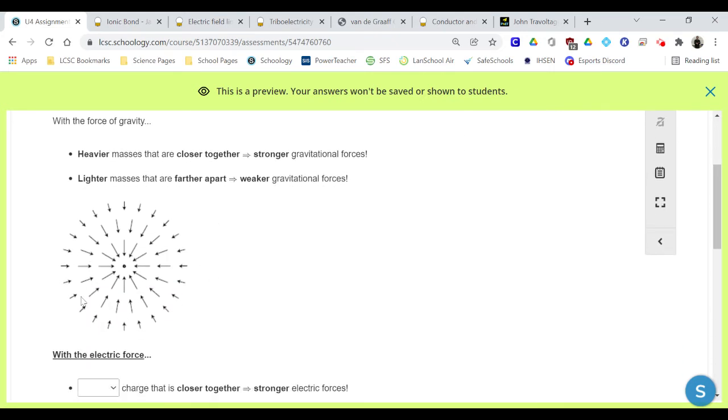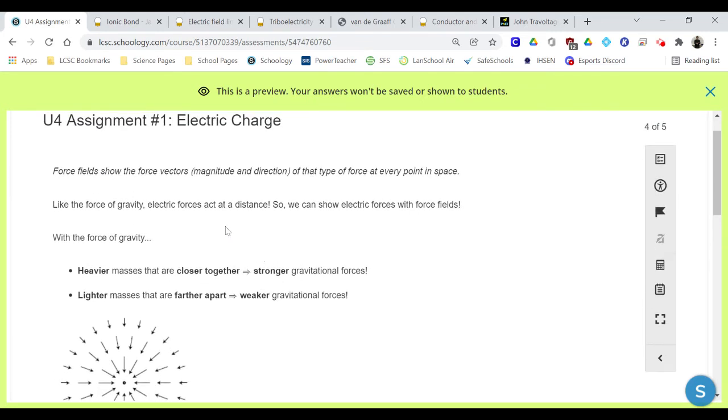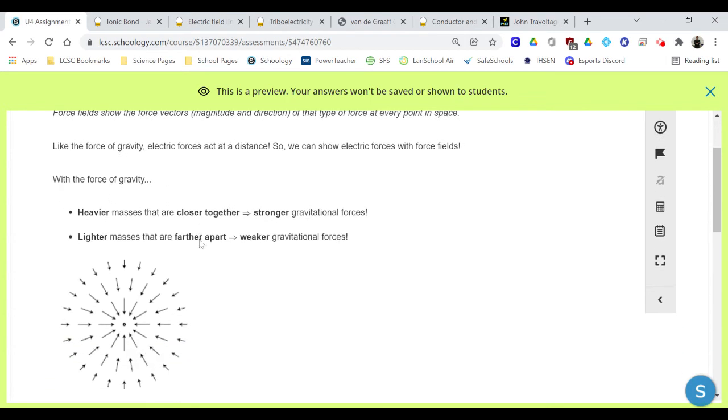It's like this is a force field. It shows you have some dot in the middle here that's causing a force inwards towards it. And so wherever something would be in this point of space, these arrows would tell us how much force would be applied to it, on something maybe here, or something that's here, or something that's here. When we're dealing with the force of gravity, like maybe this is the moon, or the Earth or the sun, heavier masses that are closer together result in stronger gravitational forces, whereas lighter masses that are farther apart cause weaker gravitational forces.